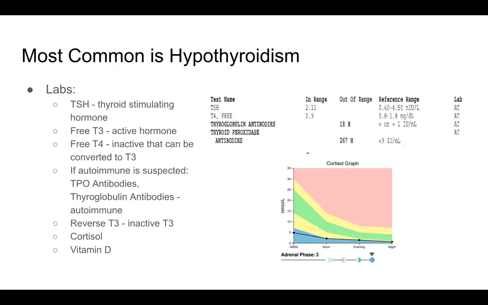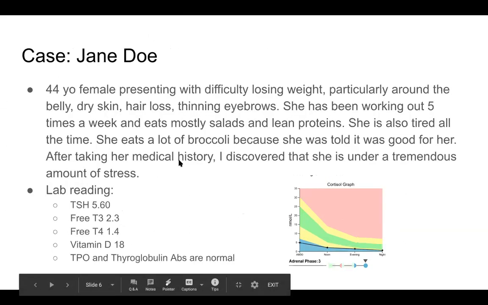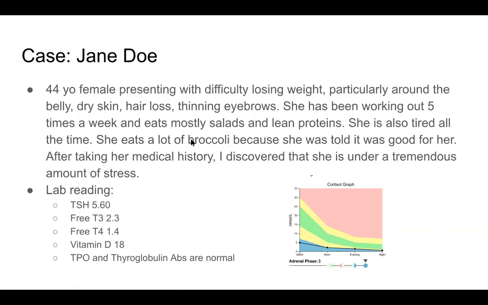The thyroid has to be tested through blood work. Cortisol, I typically run through a saliva test. Thyroid and vitamin D are through blood work. And I will be doing questions at the end because I think I have everybody muted.